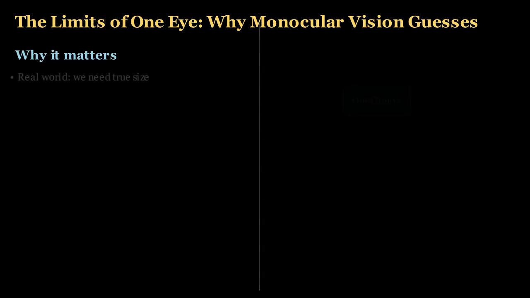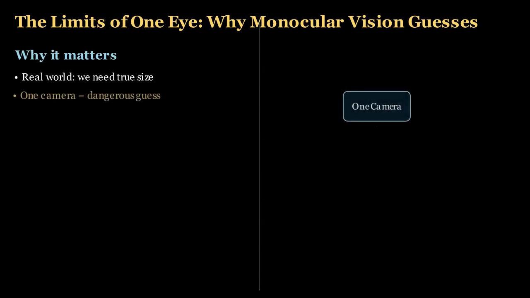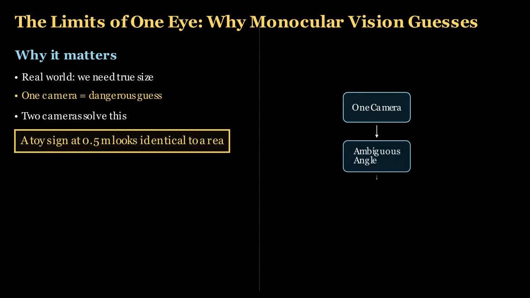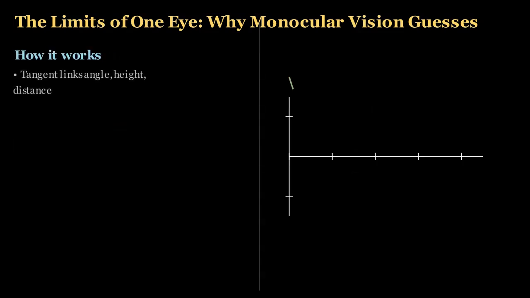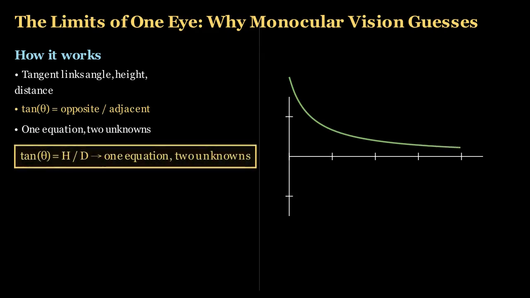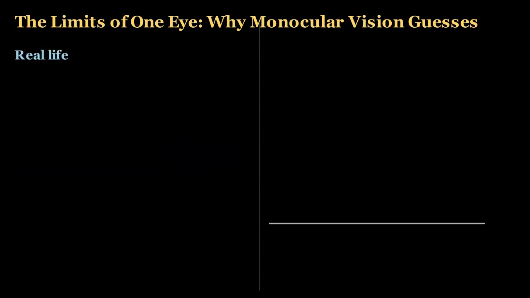Imagine a self-driving car seeing a stop sign. Is it a real sign 20 meters ahead, or a tiny toy sign right in front of the lens? A single camera can't know, and guessing wrong could be a disaster. From our earlier tangent trick, we know tan theta equals the object's real height over its distance. But with one camera, we only measure the angle theta. That leaves us with one equation and two unknowns, real height and real distance. Infinitely many solutions.